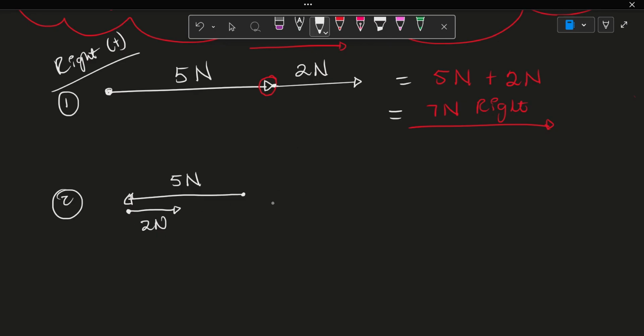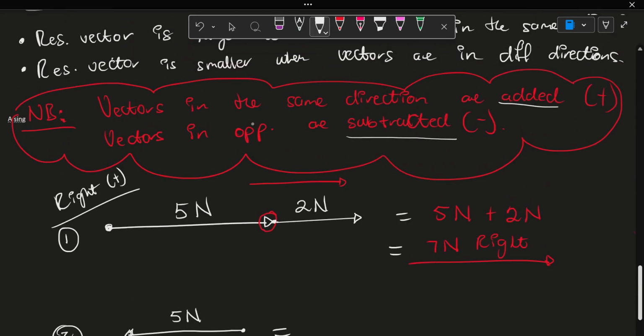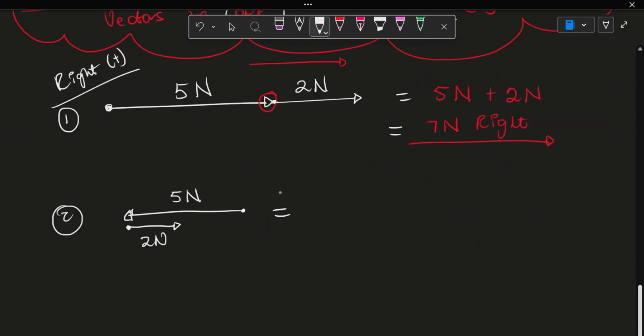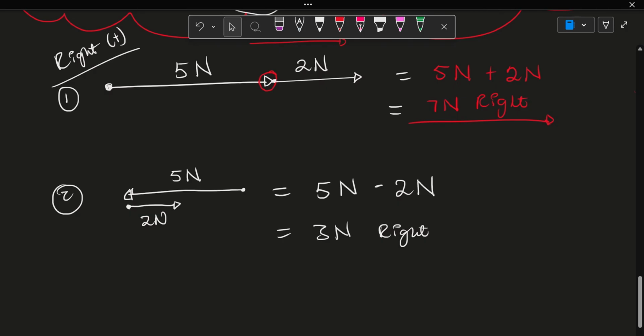Okay, so what is my resultant vector? Remember, we subtract vectors in the opposite direction. So we're then going to say 5 newtons minus 2 newtons. And one would obviously say that's 3 newtons to the right. But that is wrong. That is not correct. Why? You'll need to actually understand how important this is. Right is positive is very important.